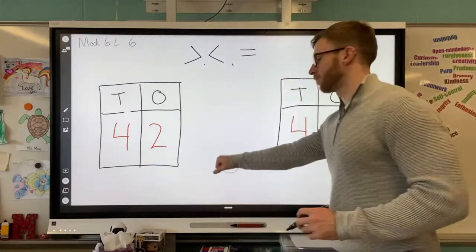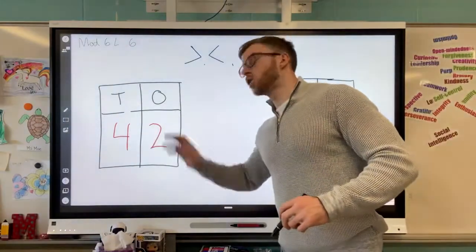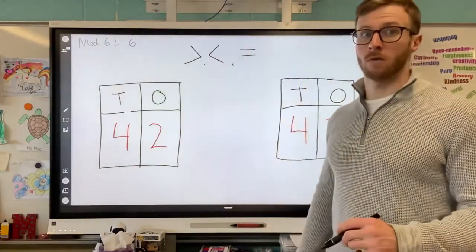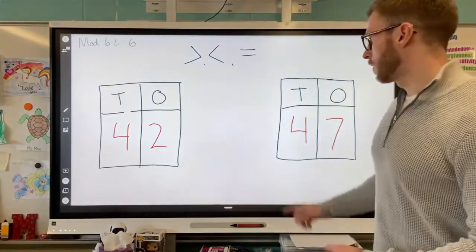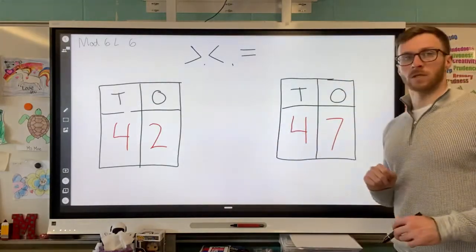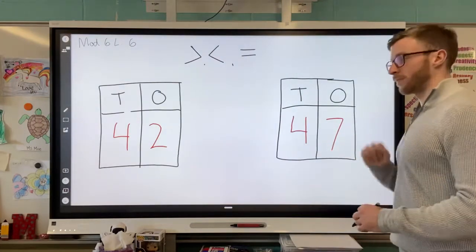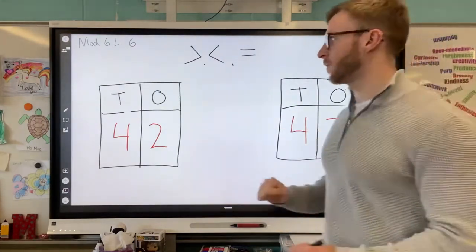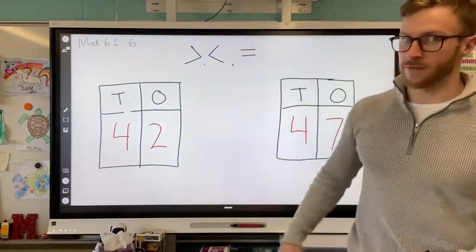Let's take a look. I have 4 tens, 2 ones, which makes the number, what? The number 42. Then over here I have 4 tens, 7 ones, which makes the number 47. So 42, 47. I need to figure out if 42 is greater than, less than, or equal to 47.